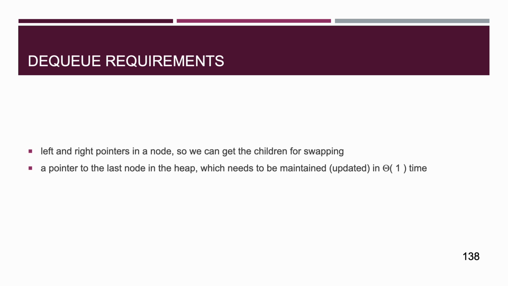We also need a pointer to the last node in the heap. This pointer is crucial for maintaining the structure of the heap. It allows us to efficiently remove or replace the last element during the dequeue operation, and it ensures that updates to the heap are performed in constant time or big O(1).